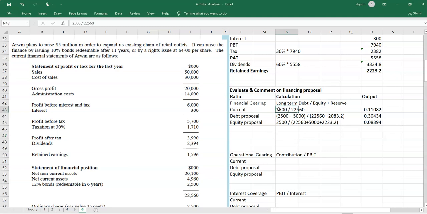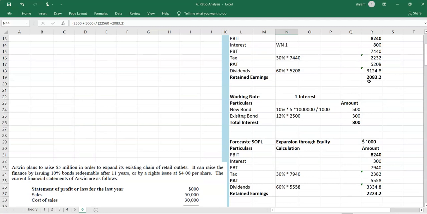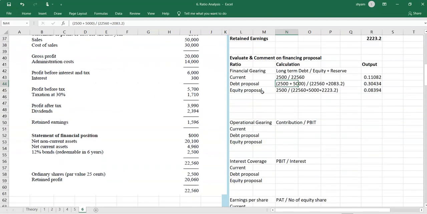See, the current is long-term debt divided by equity plus reserve. In debt, it is old debt plus new debt divided by equity, reserve, and new reserve, which is mentioned in this table. Thereafter, for equity proposal, the old debt plus the old equity and reserve plus the new equity plus the new reserve. So we have got your concept here. So what does this indicate?